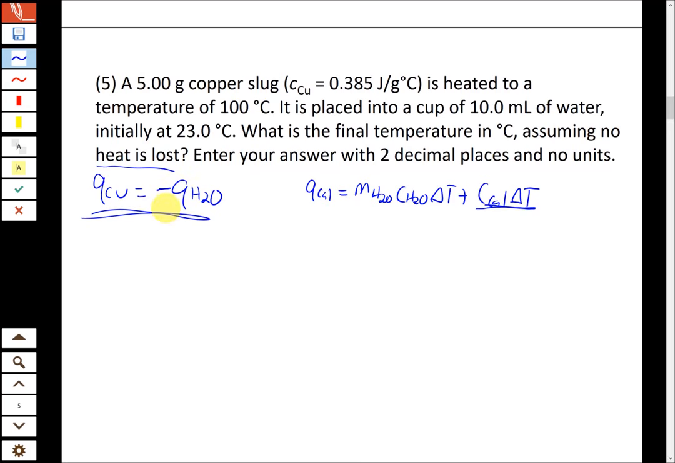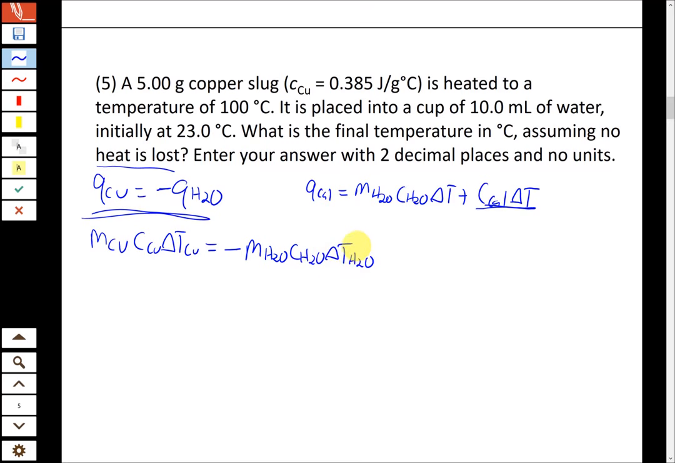And so for each substance then, the heat is going to be equal to mc delta T. All right, and so what we have then is this relationship here. The mass of the copper times its heat capacity times its delta T is going to be equal and opposite to that for water. Mass of water, heat capacity of water, delta T for water.